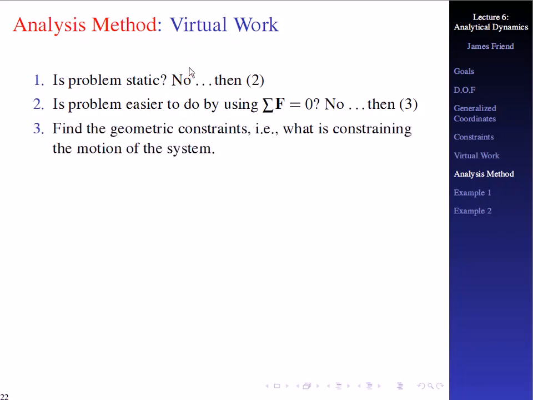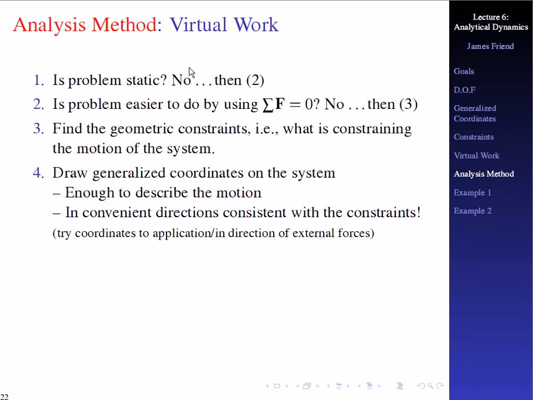If not, then go on. Find the geometric constraints. What is constraining the motion of the system? How can you write those things out? Draw generalized coordinates on the system. And all you need, of course, is just enough to describe the motion. You need enough coordinates that are independent and equal to the number of degrees of freedom of your system. And these generalized coordinates are especially good whenever they're in directions consistent with constraints. So try to align your coordinates to the application or in the direction of external forces. This is sometimes really handy.